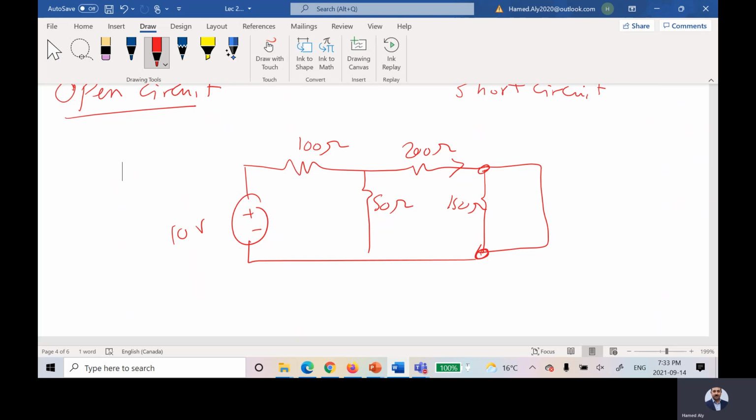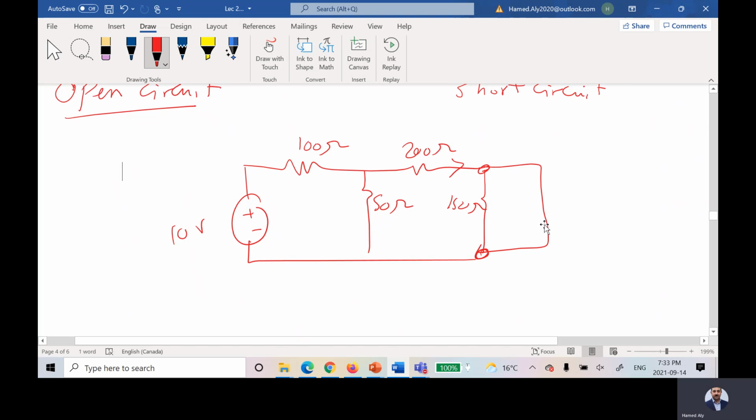So, generally speaking, if you have a wire without resistance connected in parallel across a resistor, this is a short circuit. What's going to happen? No current will go through the resistor, and all current in 200 ohms will go across the wire only.